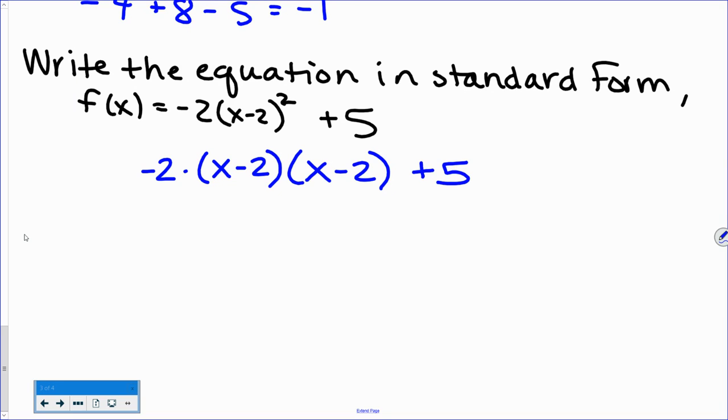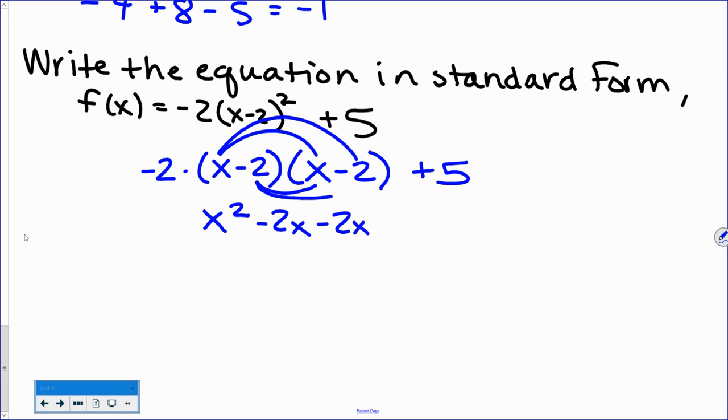So I'm distributing those, or maybe you were taught FOIL, that first, outer, inner, last trick to remember how to multiply these. So x times x would give me x squared. x times a negative 2 would be negative 2x. Then negative 2 times this x is a negative 2x. Negative 2 times negative 2 would be a positive 4. So I distributed my x minus 2 times x minus 2. I have to write it out twice. Make sure you do not just try to square the x and square the negative 2, because then you will miss that part in the middle and you will get every problem wrong. Okay?